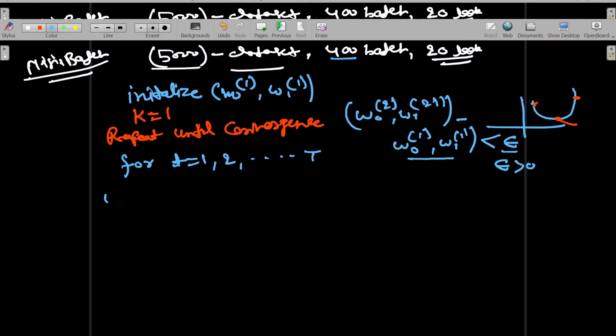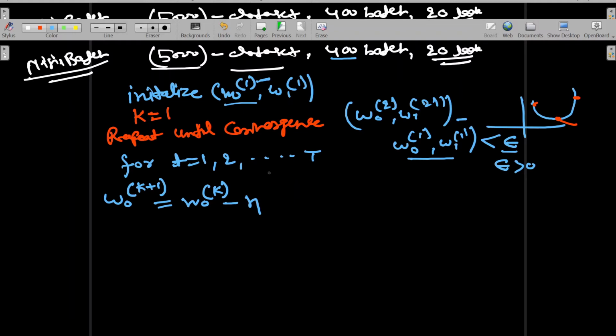And then find out w0 k plus 1. We have taken k equal to 1, so it will be 2. We have already taken the first point here, so it will be the previous point, which is nothing but w0 k. Here k is 1, so that means this point, and take in the negative direction eta step of its gradient. So what is this gradient?